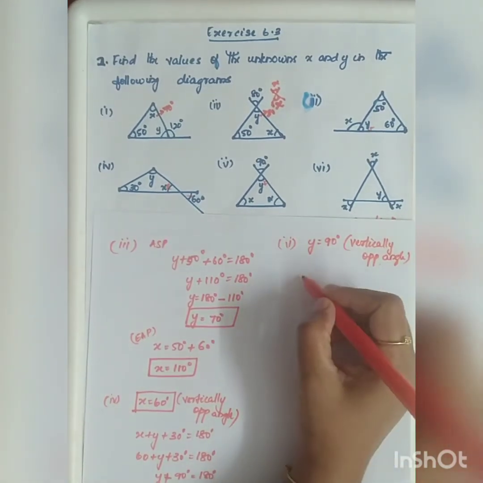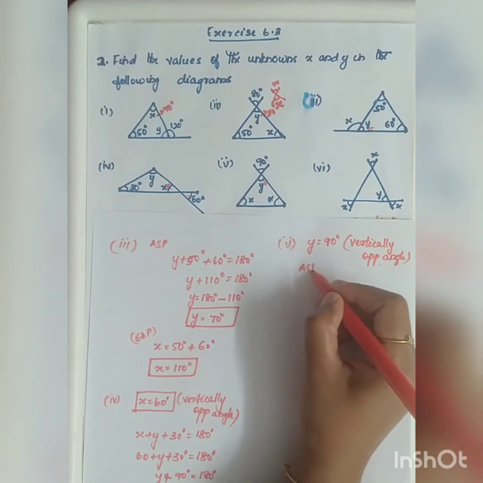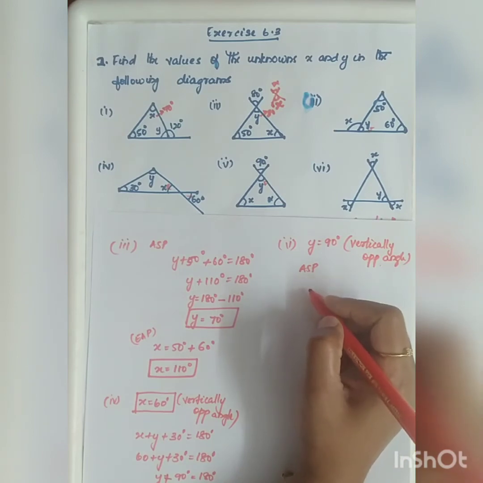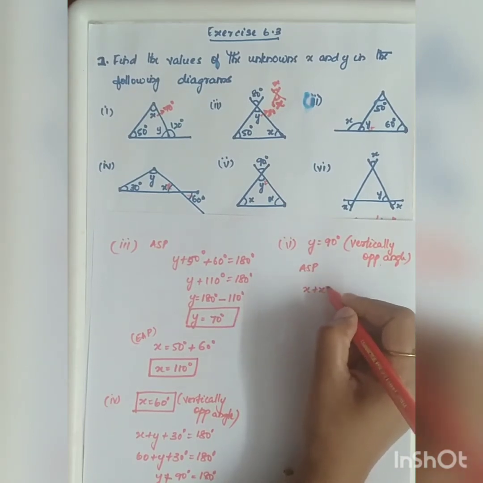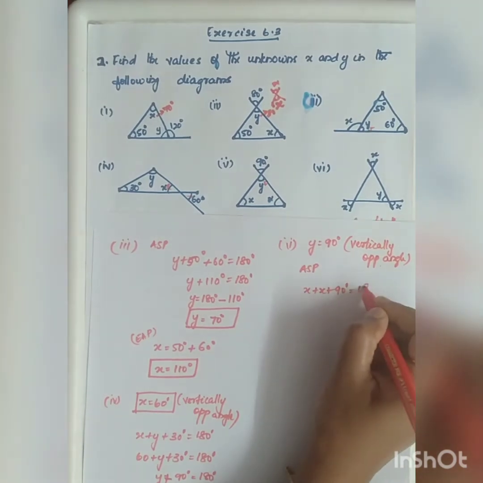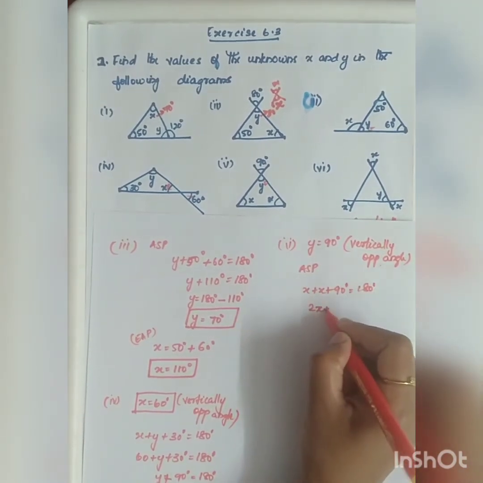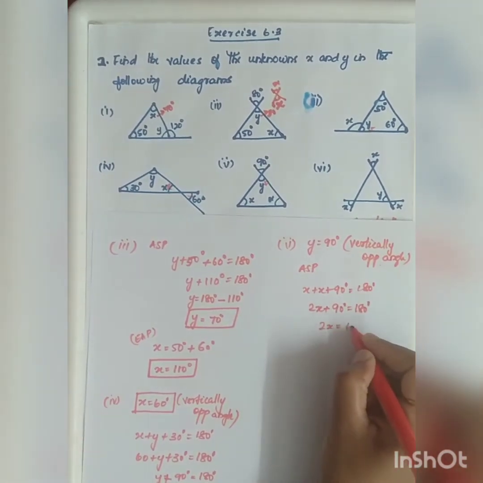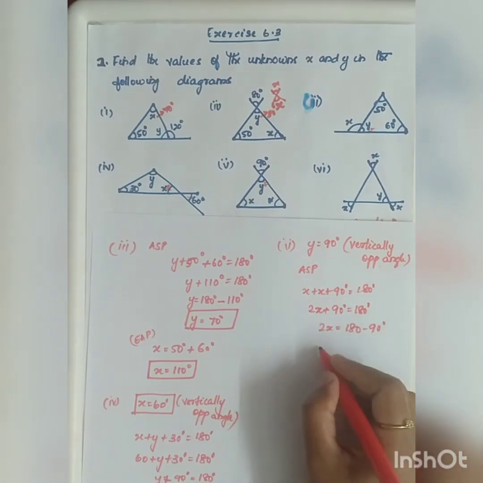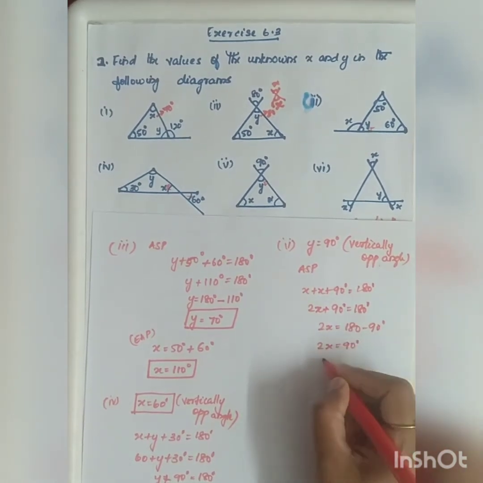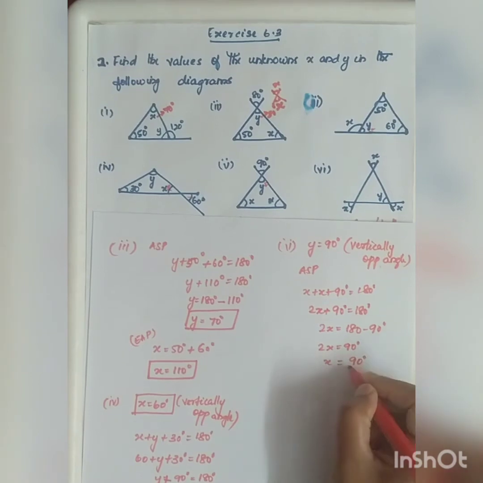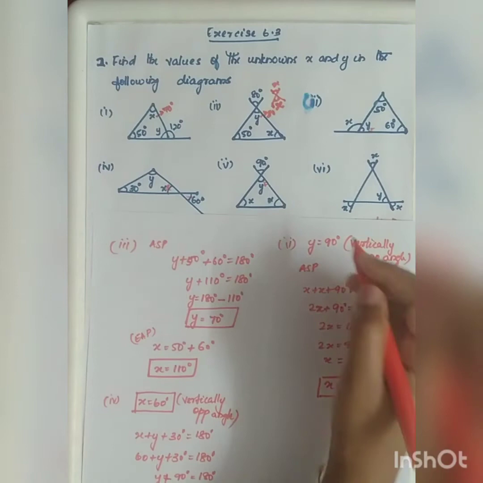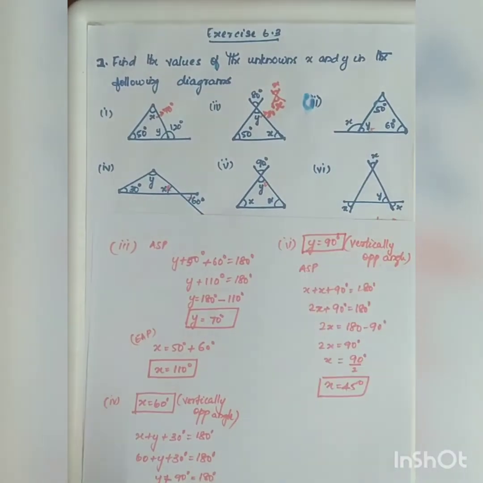Okay. So now can we apply angle sum property? So when we apply angle sum property, we get x plus x plus 90 degree is equal to 180 degree. So we get 2x plus 90 degree is equal to 180 degree. So 2x is equal to 180 degree minus 90 degree. 2x is equal to 90 degree. x is equal to 90 degree divided by 2, which is equal to 45 degree. So the value is x is equal to 45 and y is equal to 90.